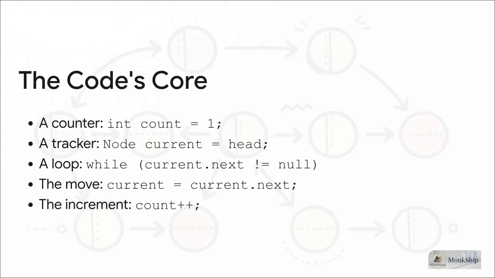Now, let's turn that idea into code. It's pretty straightforward. We need a variable to keep count, obviously. We need another one to keep track of where we are in the list right now. And the heart of it all is a loop that just keeps on running as long as our current spot has a next pointer that isn't a dead end. Inside that loop, we do 2 simple things, move to the next node and add 1 to our counter.